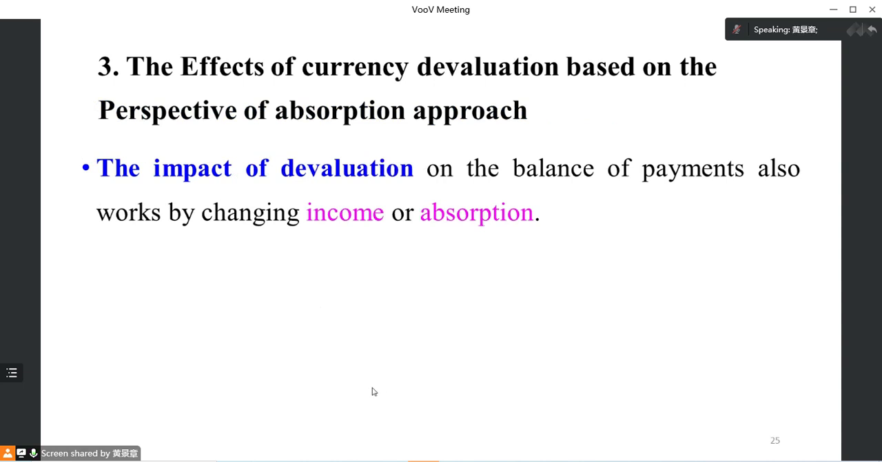Let's go on. The effect of currency devaluation based on the perspective of the absorption approach. The impact of devaluation on the balance of payments also works by changing income or absorption.